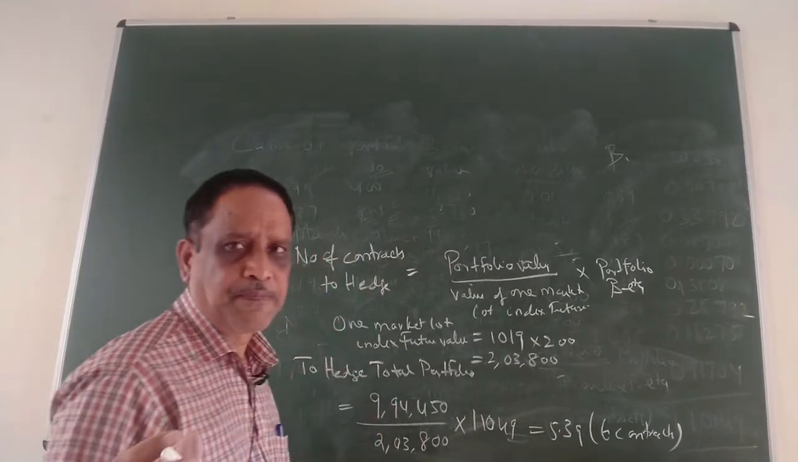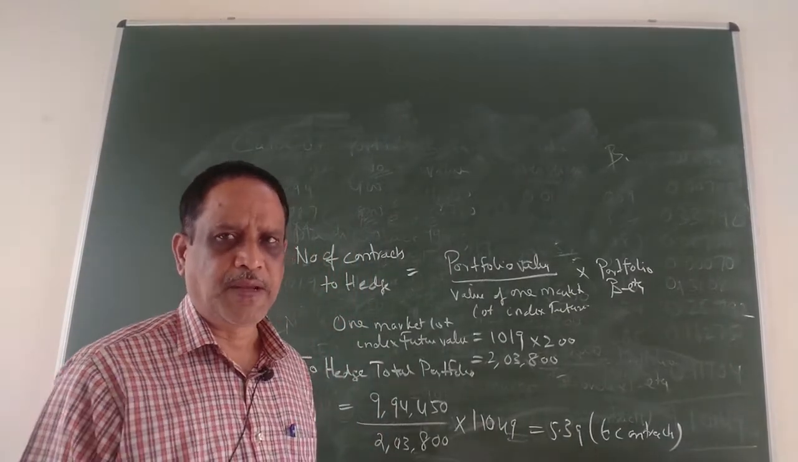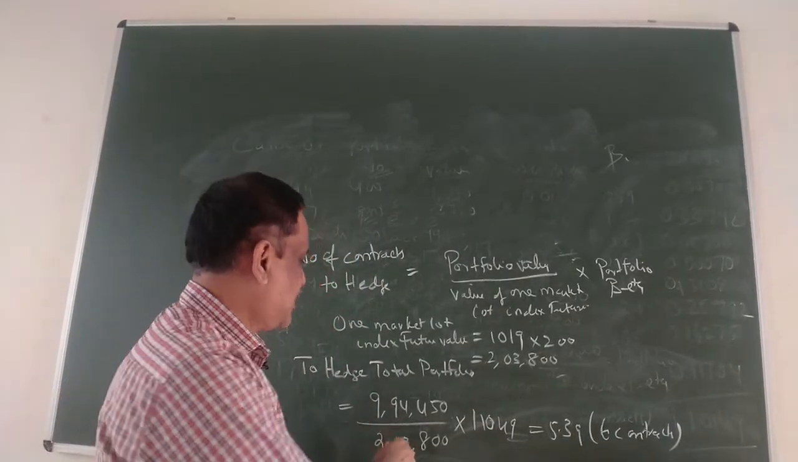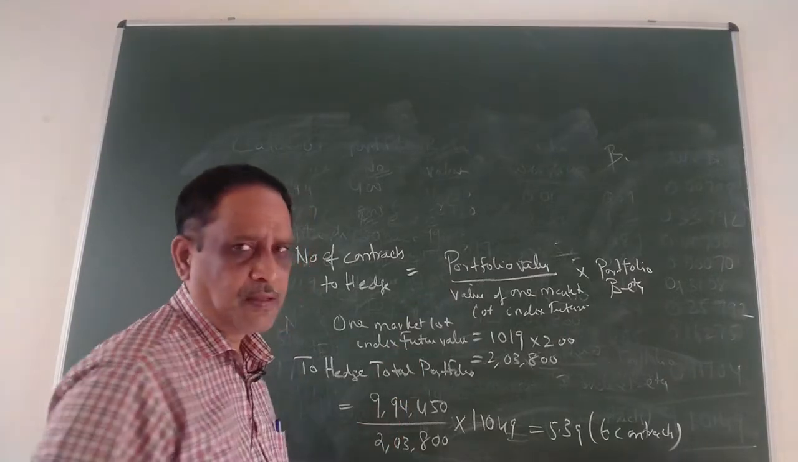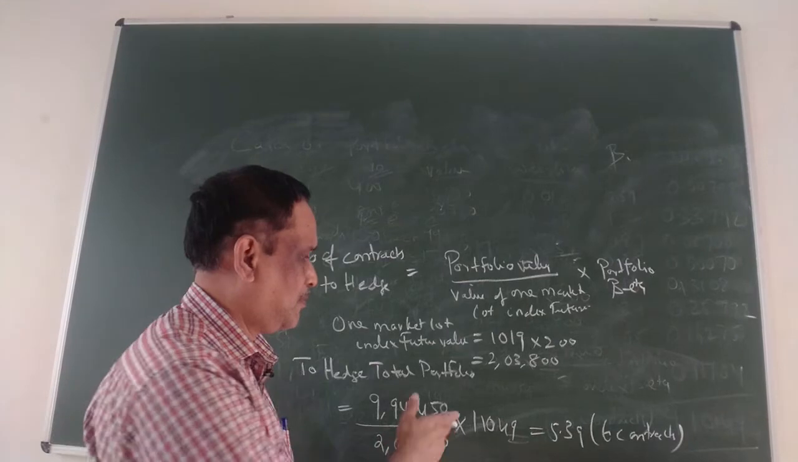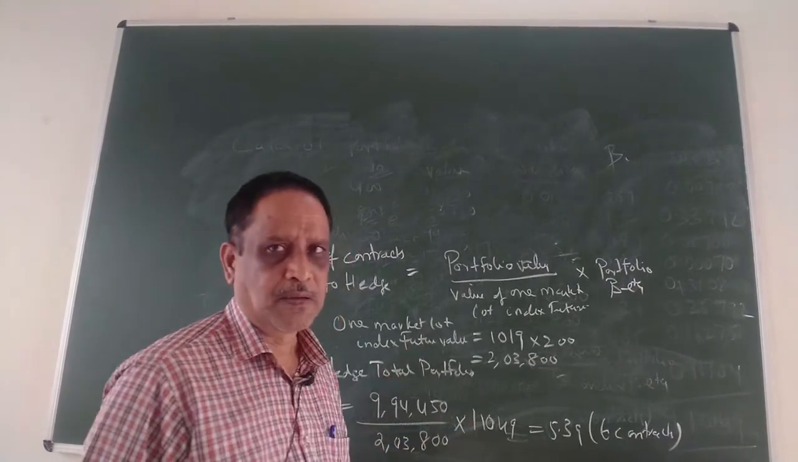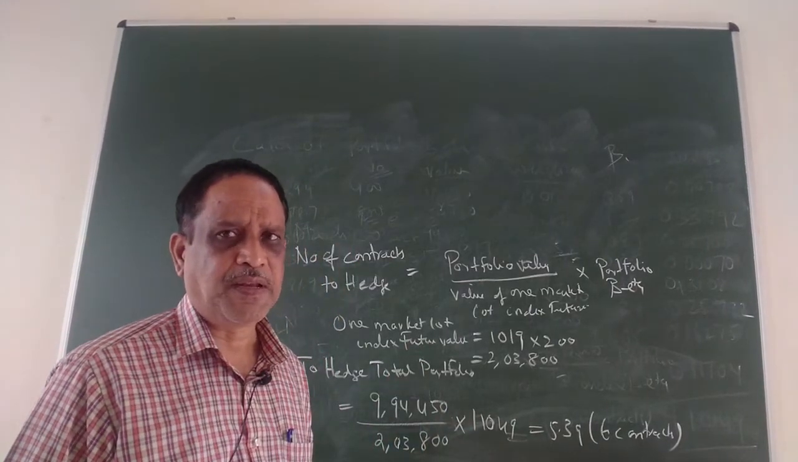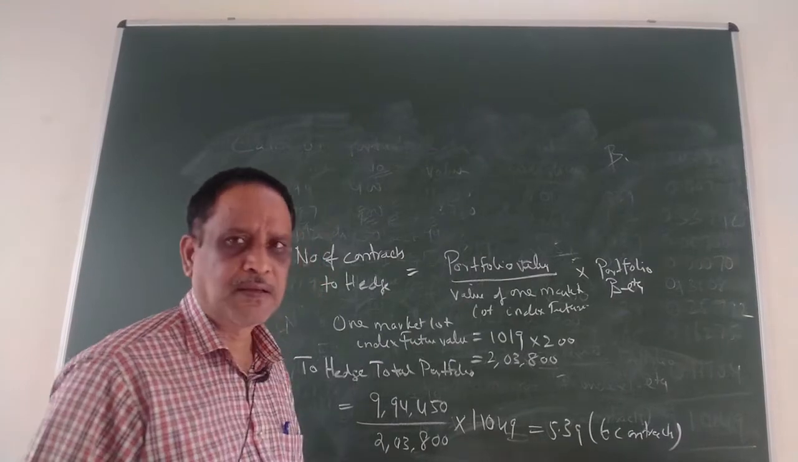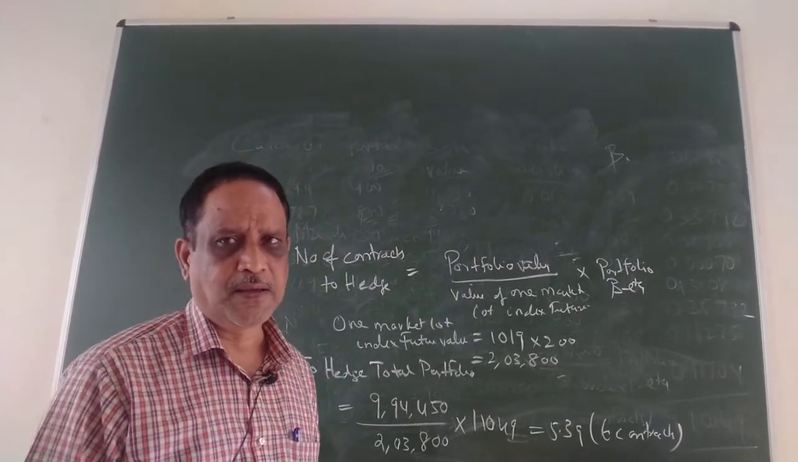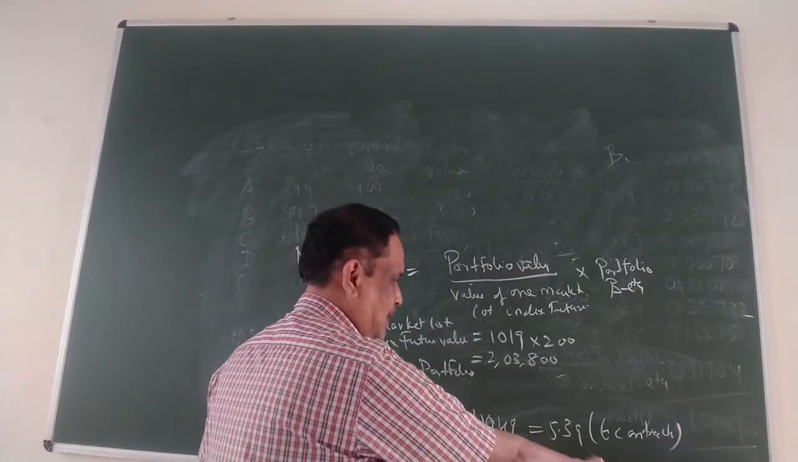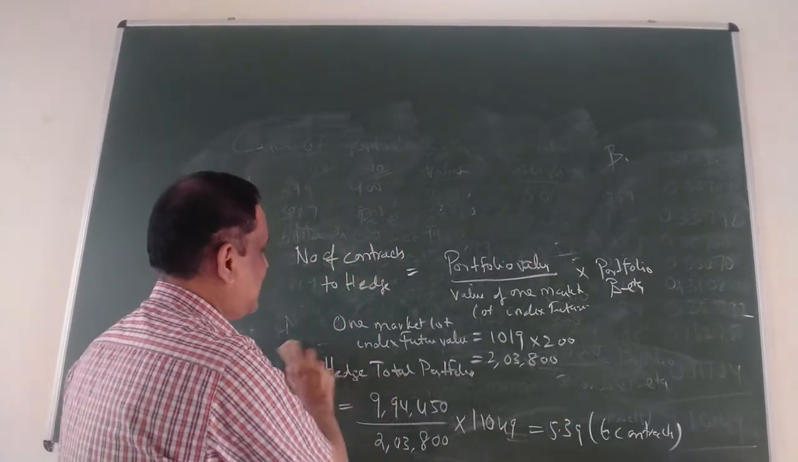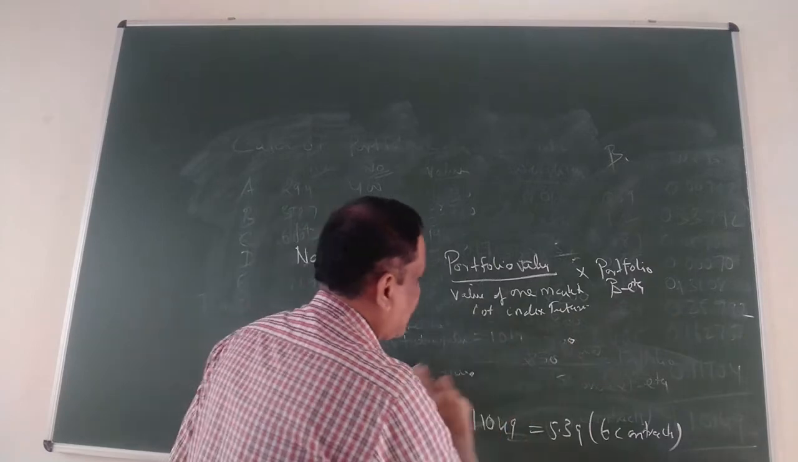So we have calculated the portfolio beta in the beginning itself. You use the portfolio value divided by the one market lot value, multiplied by the portfolio beta. So you will get 5.39. Always take it at the higher point. So you will get it as 6 contracts. And let us see the other 2.